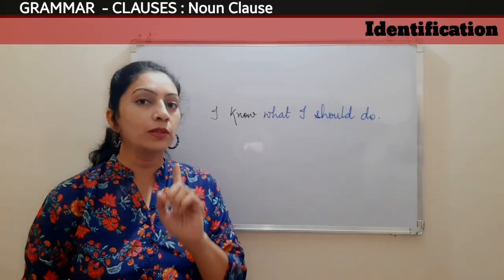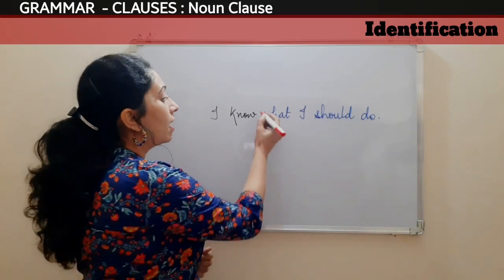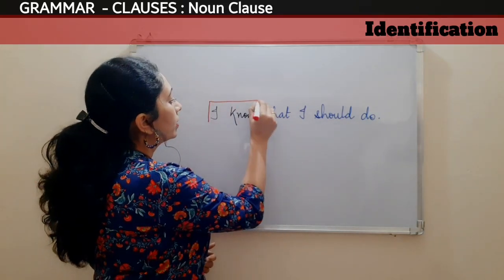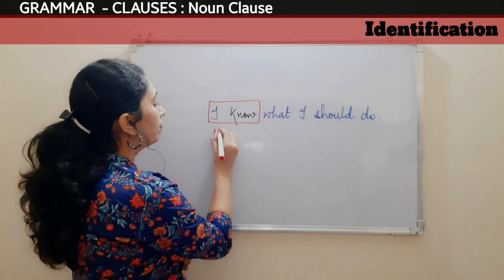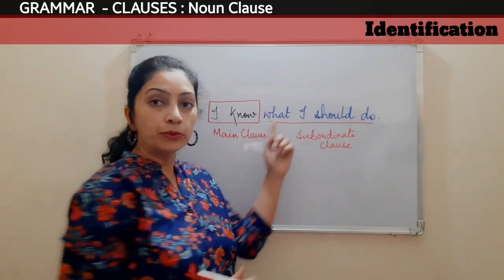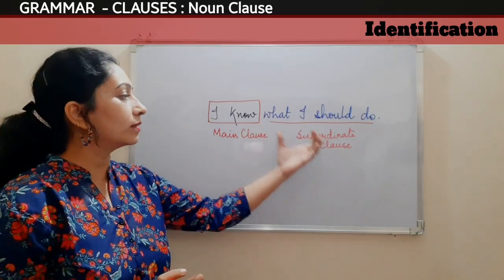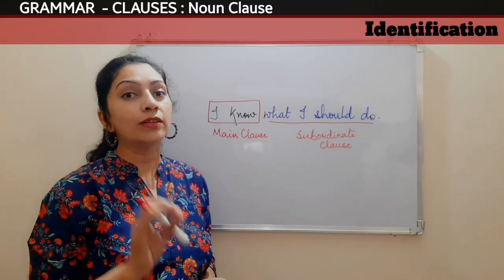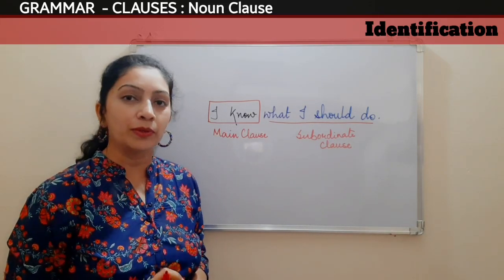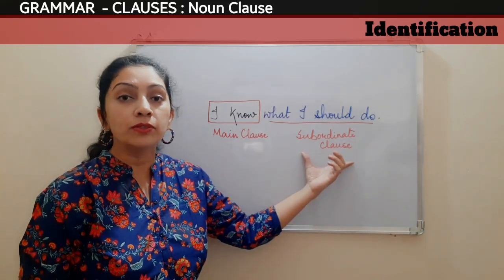Now, the main clause will always have a complete meaning. So if I take this sentence, "I know" gives me a complete meaning. So this becomes my main clause. "What I should do" becomes a subordinate clause. Now, how to identify what type of clause this subordinate clause is? Today, we are going to learn about only noun clause. So how to identify whether this subordinate clause is a noun clause or not?